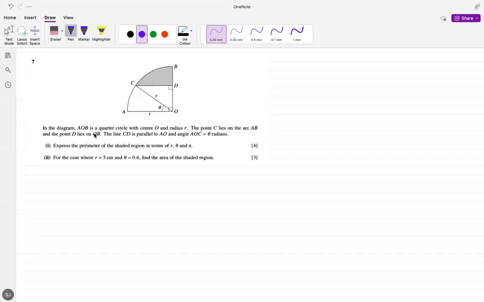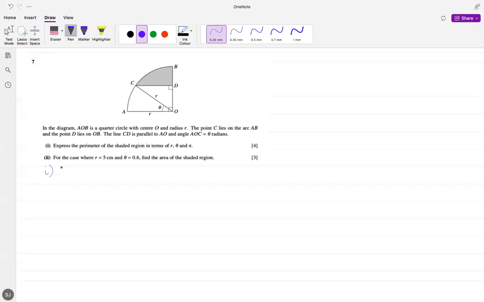In question 7, we have a diagram AOB, which is a quarter circle with center O and radius R. The point C lies on the arc AB and the point D lies on OB. The line CD is parallel to AO and angle AOC is theta radians. We have to express the perimeter of the shaded region in terms of R, theta, and pi.